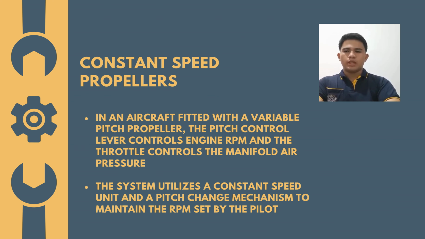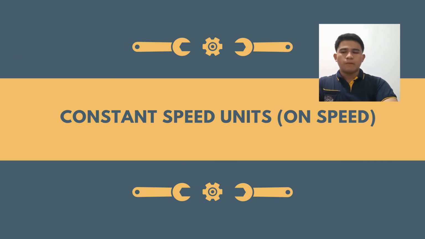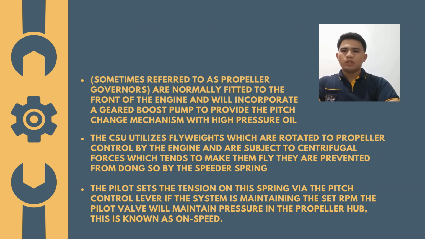Constant speed propellers. In an aircraft fitted with a variable pitch propeller, the pitch control lever controls engine RPM and the throttle controls manifold air pressure. The system utilizes a constant speed unit and a pitch change mechanism to maintain the RPM set by the pilot. Constant speed units, sometimes referred to as propeller governors, are normally fitted to the front of the engine and will incorporate a geared boost pump to provide the pitch change mechanism with high pressure oil.